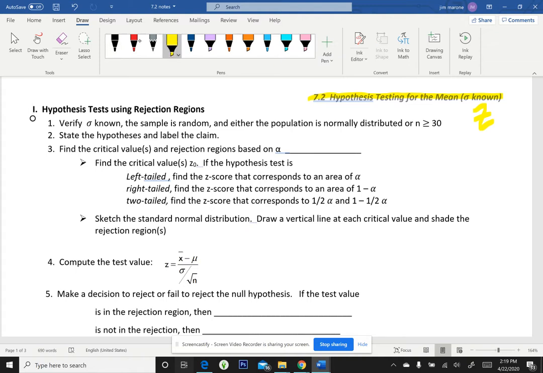Just to remind you, when the population standard deviation is known, it is a z. So the first step we need to do is verify that the population standard deviation is known. That's the most important part. The other two parts will always be true. We state the hypotheses and label the claims. So I'm going to stop right there.